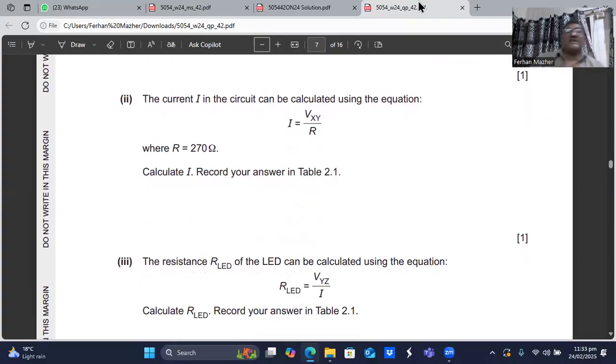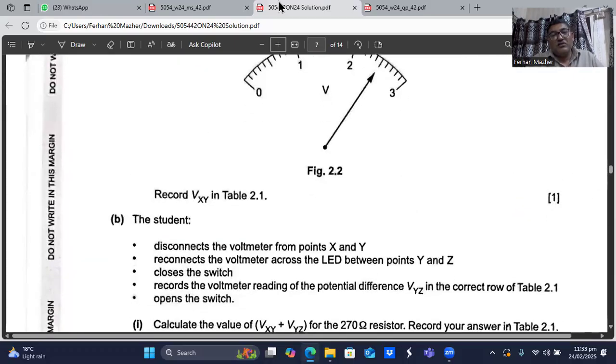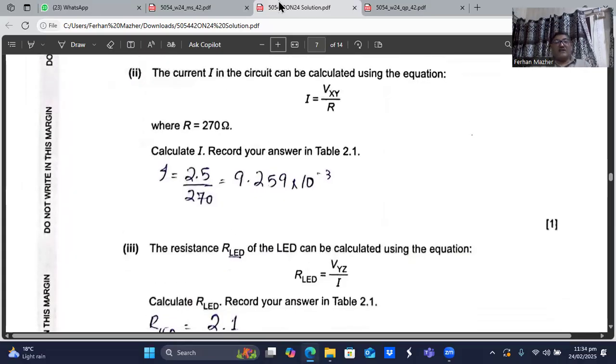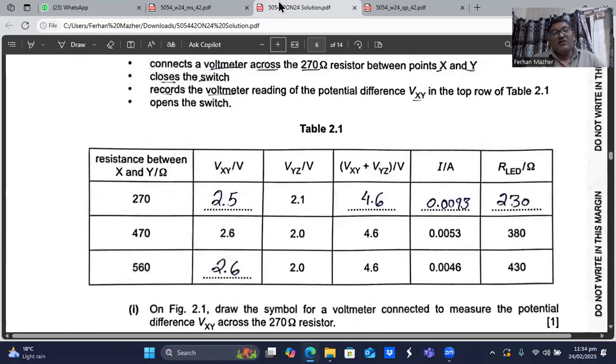In the second part, it says the current I in the circuit can be calculated using the equation I equals VXY divided by the resistance, that is 270. VXY we know is 2.5, and we will put that value. So 2.5 divided by 270 is equal to 9.259 x 10 to the power minus 3. So that is the current which you have to feed in this table. When you write it in the normal form, it will be 0.0093 ampere.